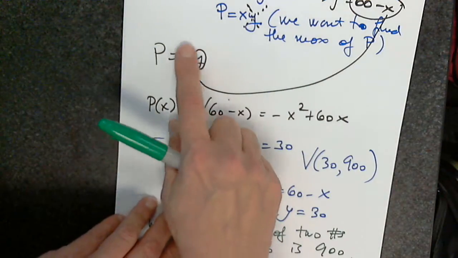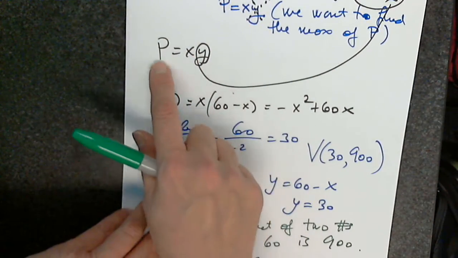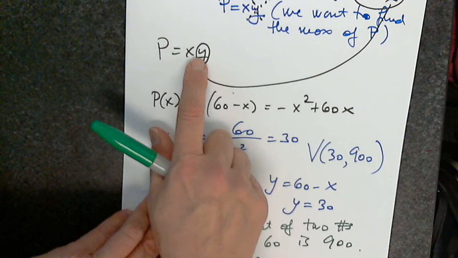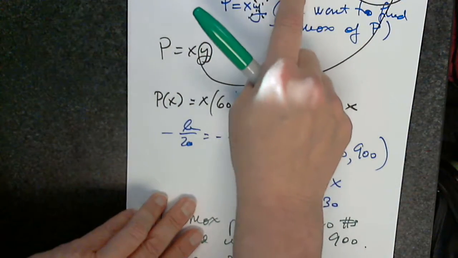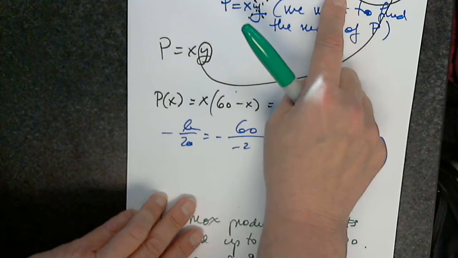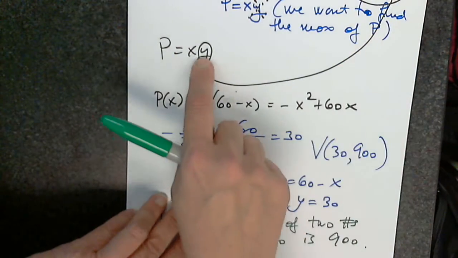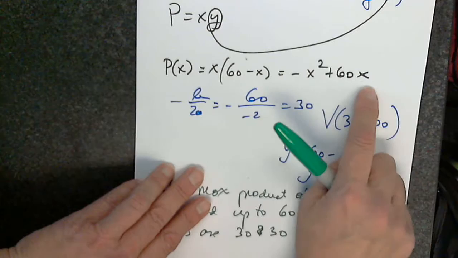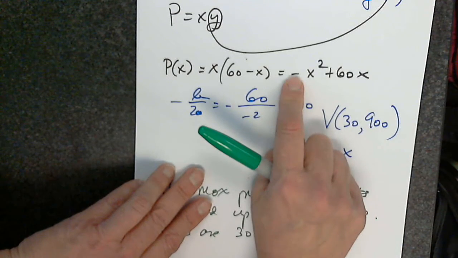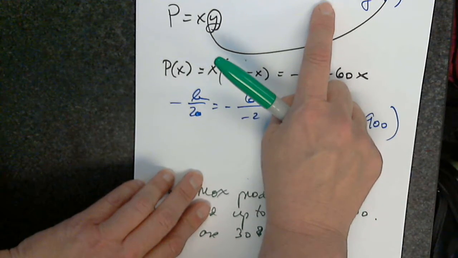But I don't know how to find the maximum of a function with two variables in it. So this information helps me find y. I said 60 minus x. I replace y, and now I see I get a quadratic function. The leading coefficient is negative. Absolutely, it has a maximum.